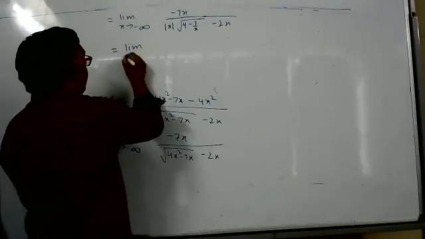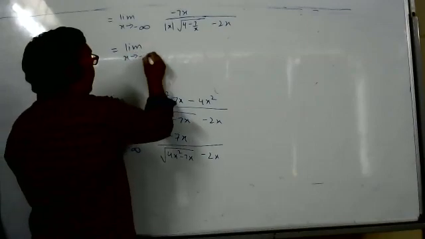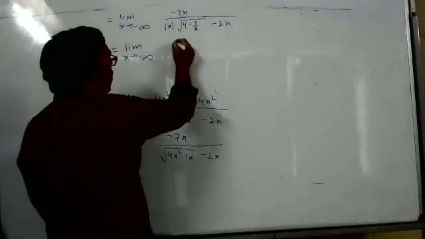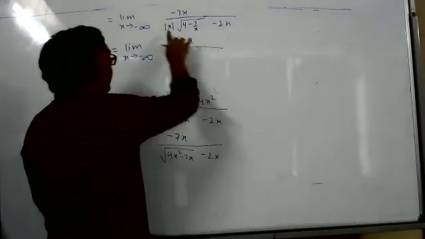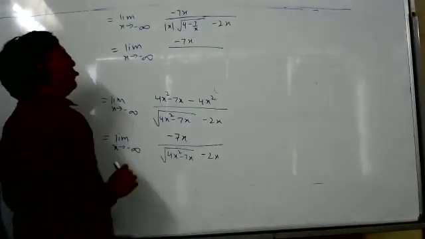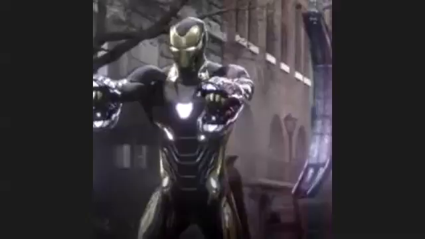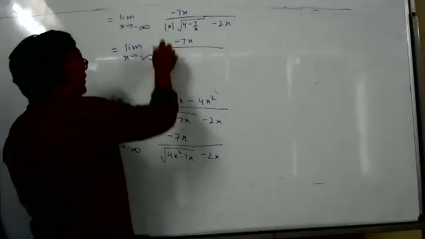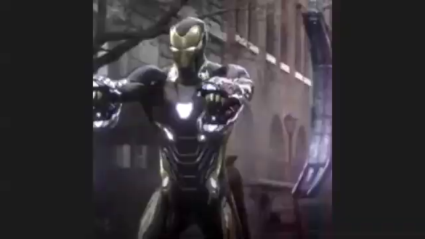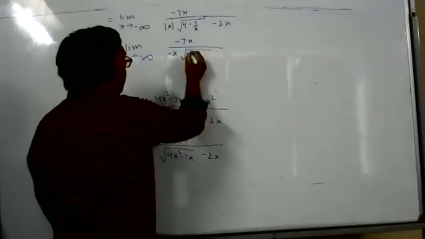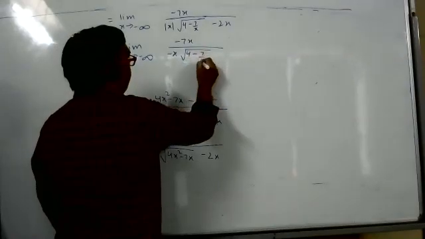I will come back here again. x is negative. When x is negative, the numerator is no problem. But what will be the value of mod x when x is negative? It will become positive. Hey, x is negative. What will be the value of mod x? Minus x. For some of you, it may be a little confusing.